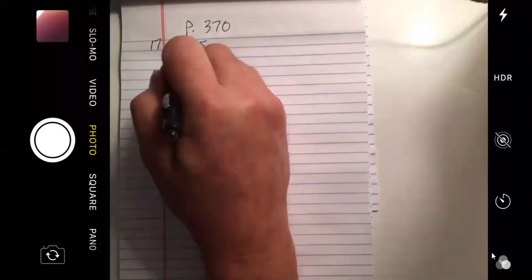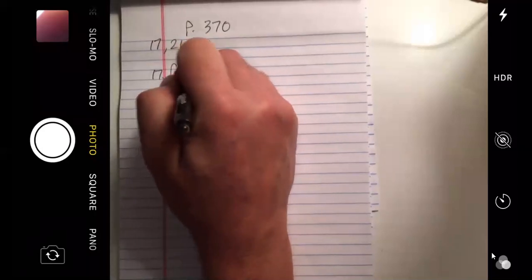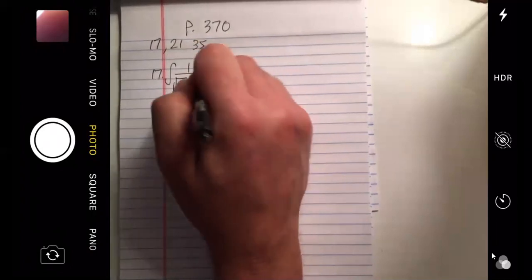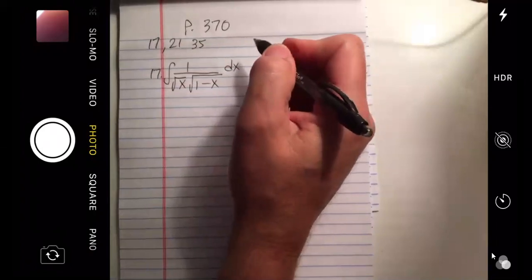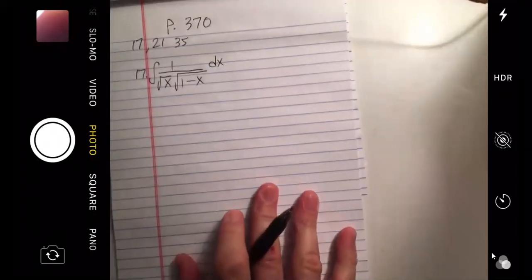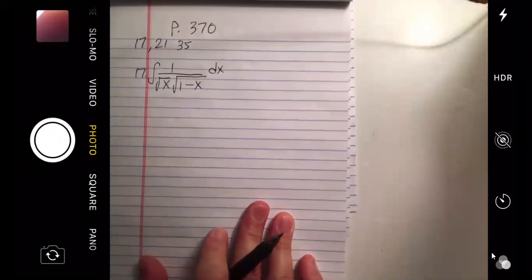Okay, 17. Integral 1 over square root of x, square root of 1 minus x, dx. Okay, you're going to get a similar pattern on a lot of these.